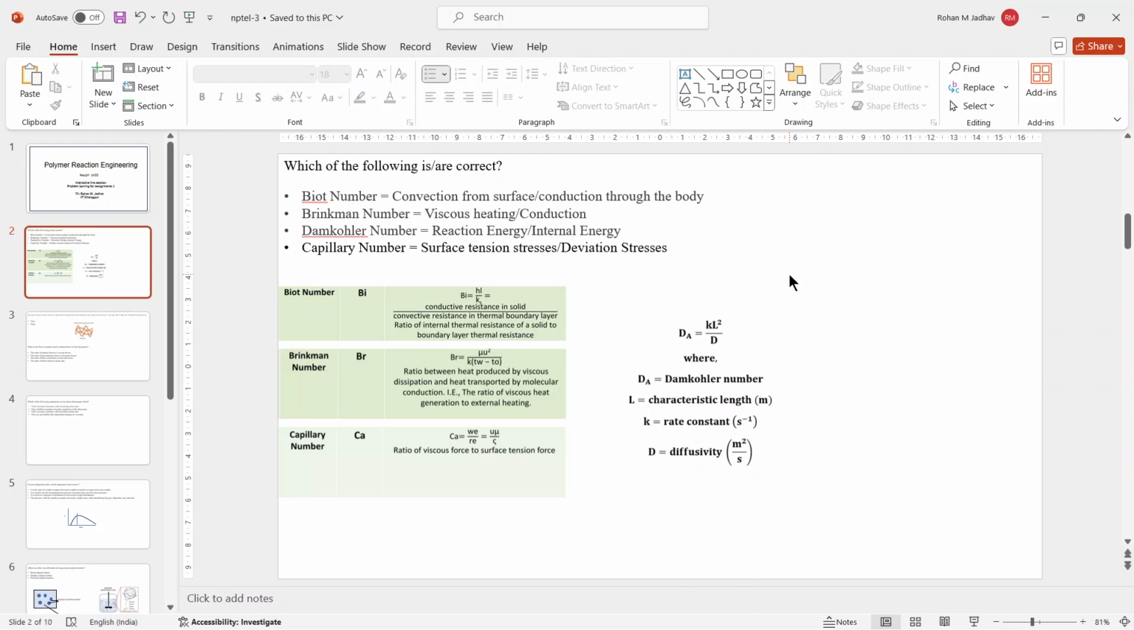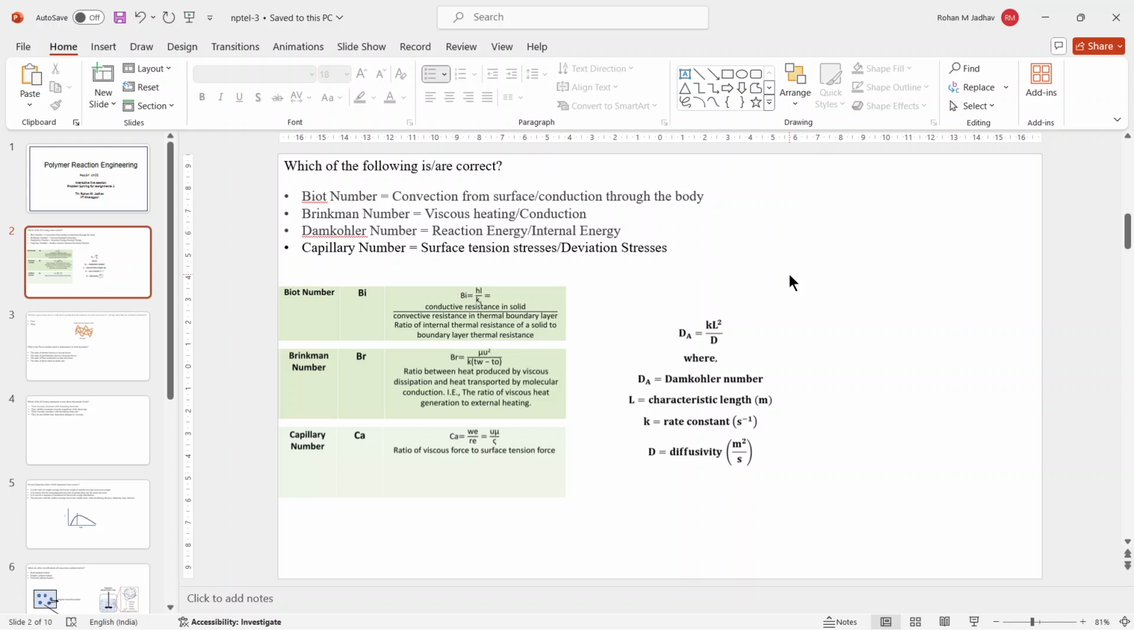Now, mass diffusivity, you can think of it as the diffusion occurring because of the potential which is present because of the concentration difference or the energy of the molecule in itself. So the reaction energy divided by internal energy definition is correct.